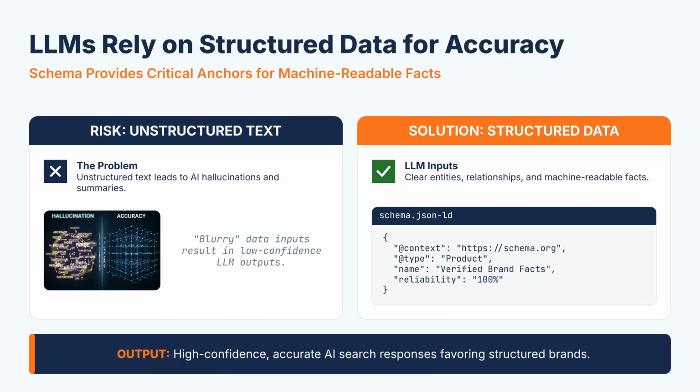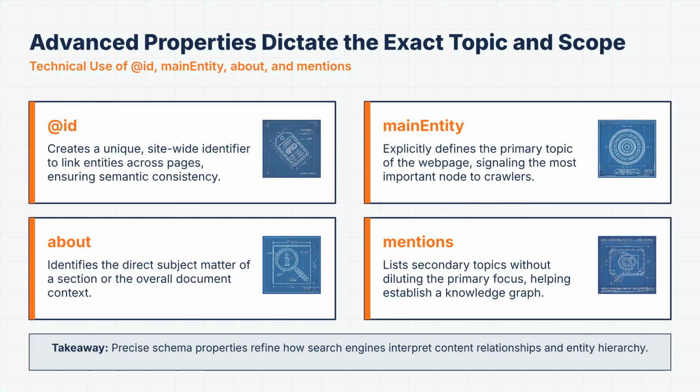LLMs need accurate data to avoid hallucinations. Providing clear, machine-readable facts through structured data acts as an anchor, resulting in much more reliable AI search responses for your brand. Fine-tune your schema using advanced properties like @id, mainEntity, about, and mentions.